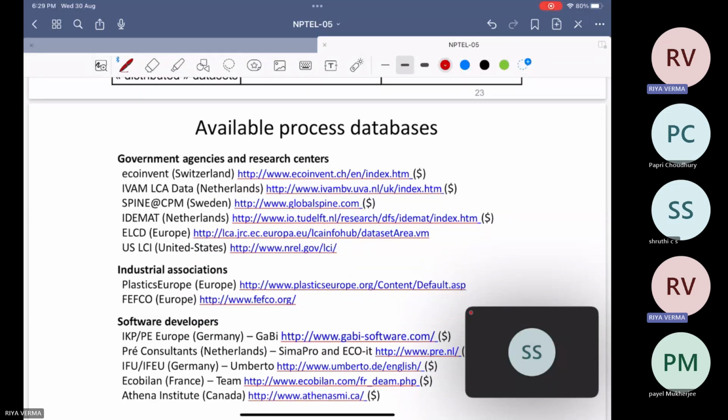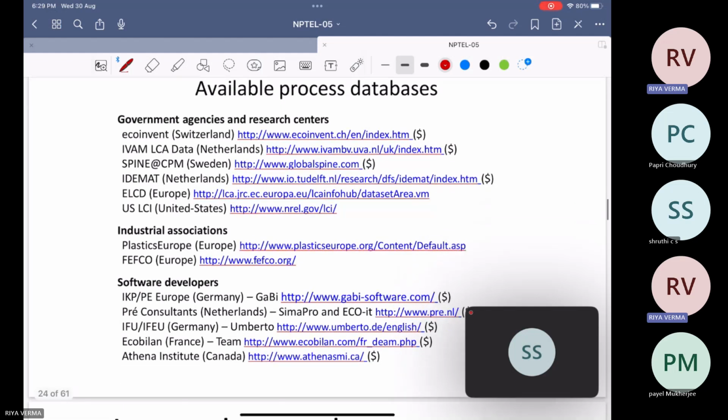So these are the available process databases that we have. Some of the government agencies are giving us process databases. Then there are also some software developers like GaBi, SimaPro, and Umberto.